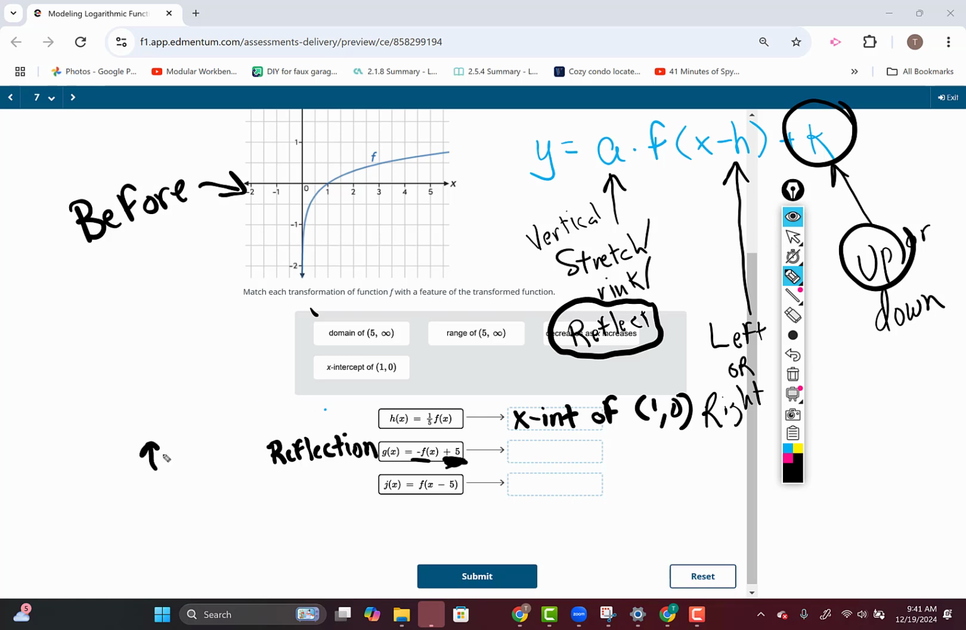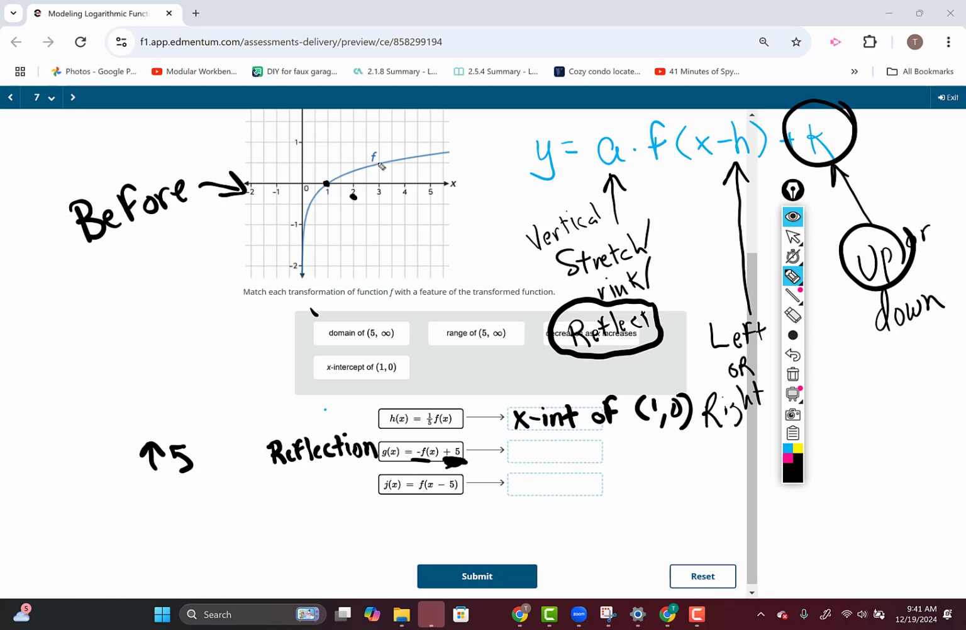And then we're also going to go up 5 when we graph this. So imagine what that reflection would look like if you took every point from this original graph and reflected it to the other side of the x-axis. So see how this point is a half above the x-axis? Its mirror image would be a half below.